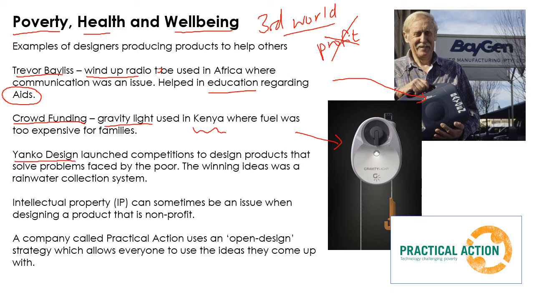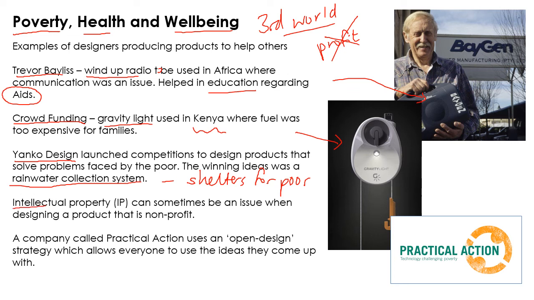Yanko Design, which is a website that I like to use, launched competitions over the years to design products that solved problems faced by the poor. One of the winning ideas in a past competition was rainwater collection systems. They've also created things like shelters for the poor. So websites and competitions often launch these kinds of initiatives to design products that are specifically to solve these kinds of issues.